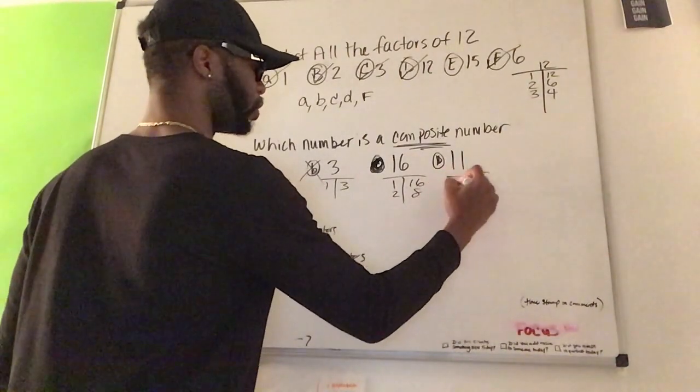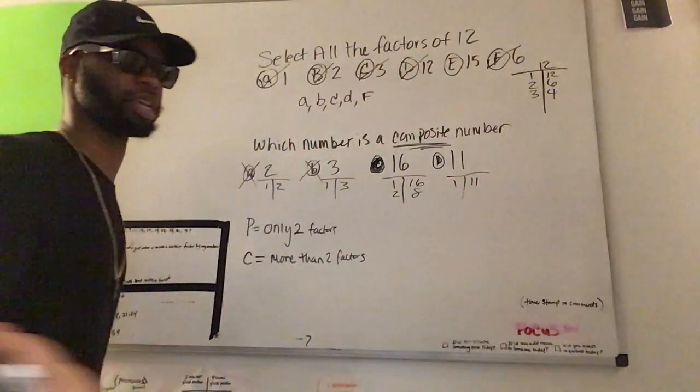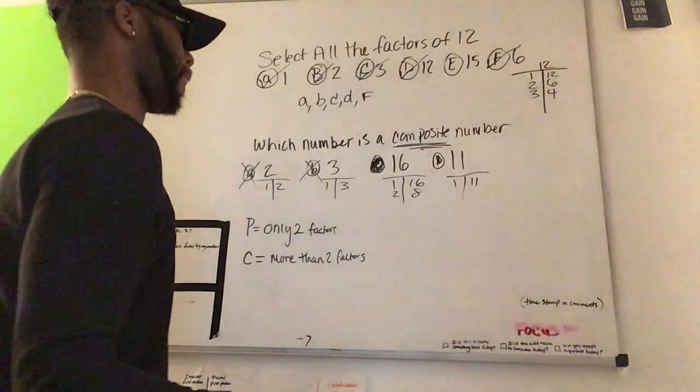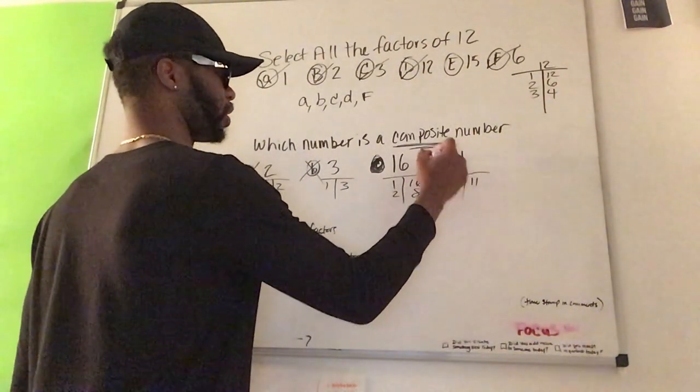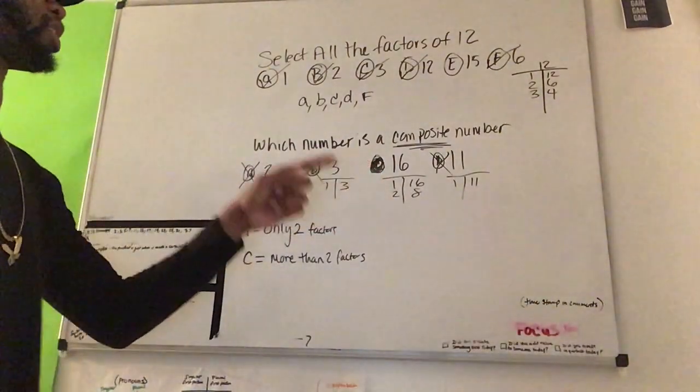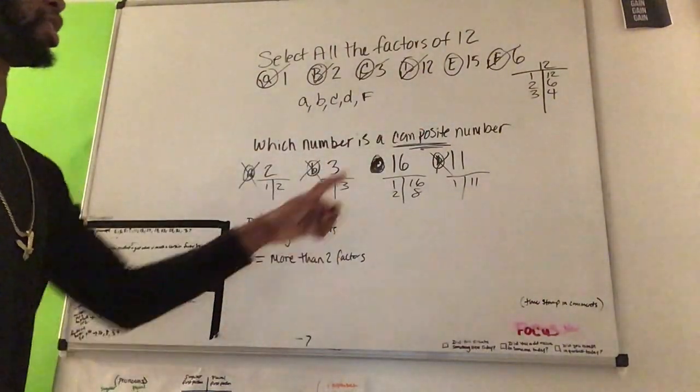11. 1 times 11. Can I multiply anything else to get 11? I can't. So that makes that a prime number. They're not looking for prime, they're looking for composite. So my answer is 16. Which number is a composite number? It's 16.